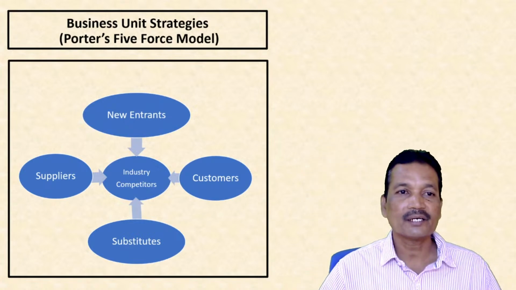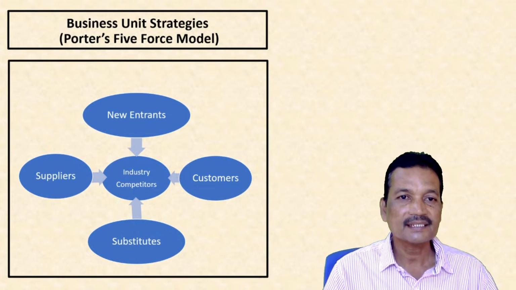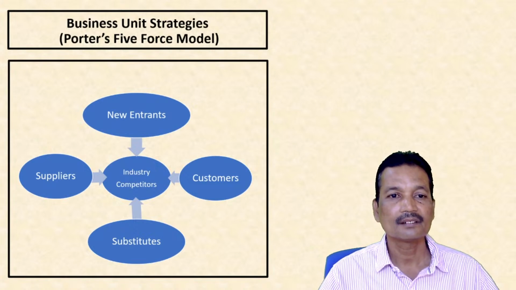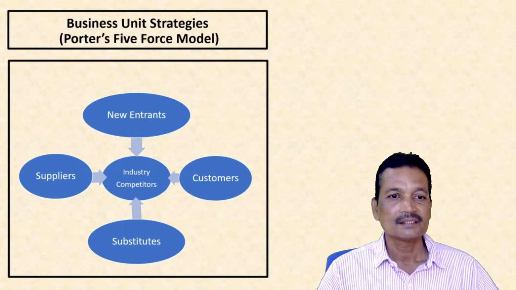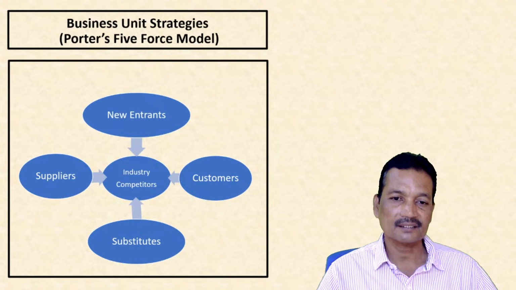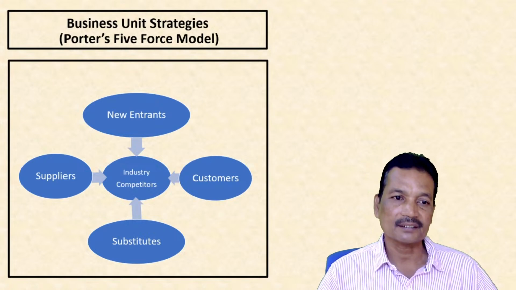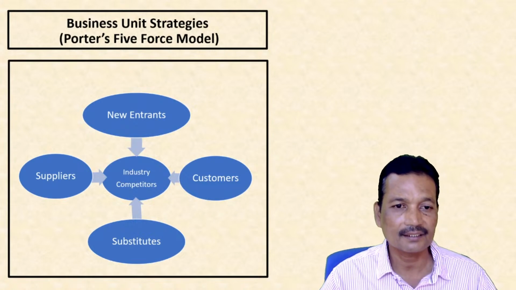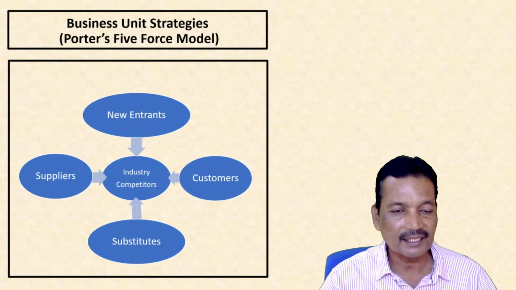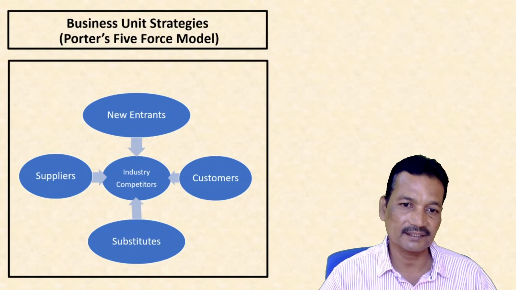Now, another model is Porter's 5 force model. That means these 5 forces act in forming the strategies for a business unit. What are they? The new entrants, suppliers, customers, substitutes, and industry competitors. Now, all the 5 pressures interact, and our strategy is built from the pressure that is coming from all these 5 forces.